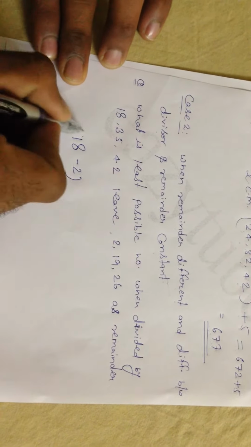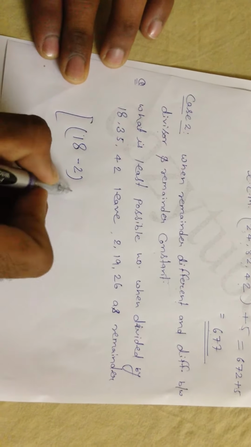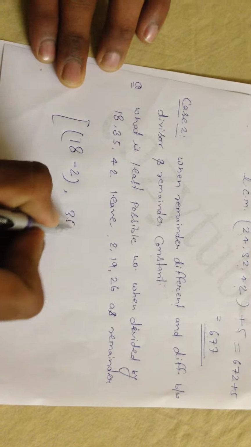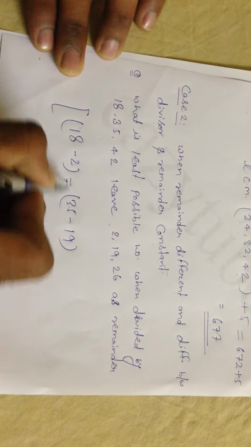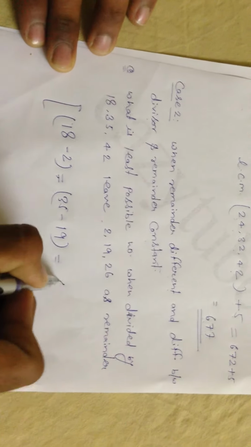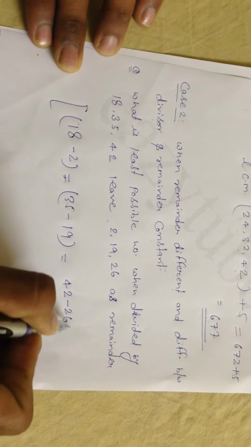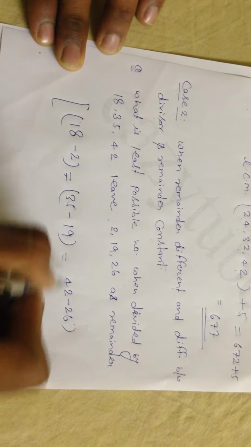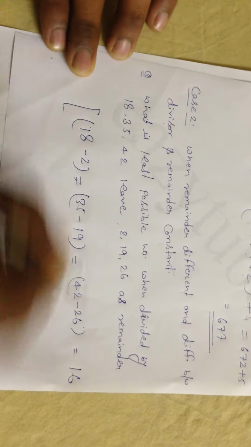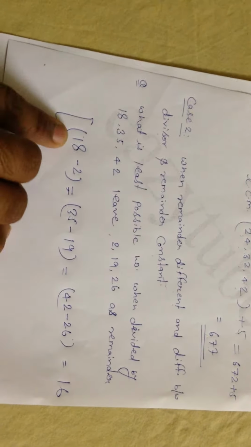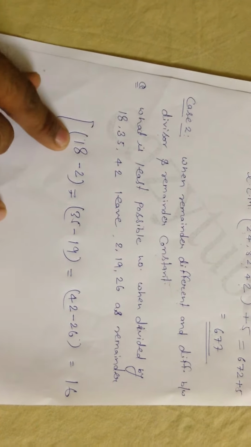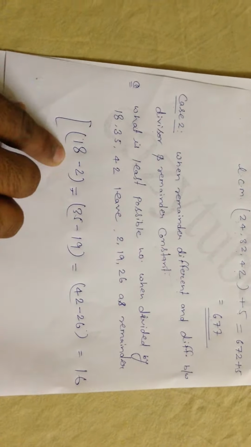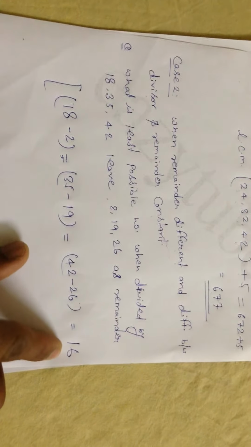18 minus 2, 35 minus 19, equal to 42 minus 26, it is 16. So the difference between the divisor and their respective remainder is 16. 18 minus 2 is 16, 35 minus 19 is 16 and 42 minus 26 is 16.